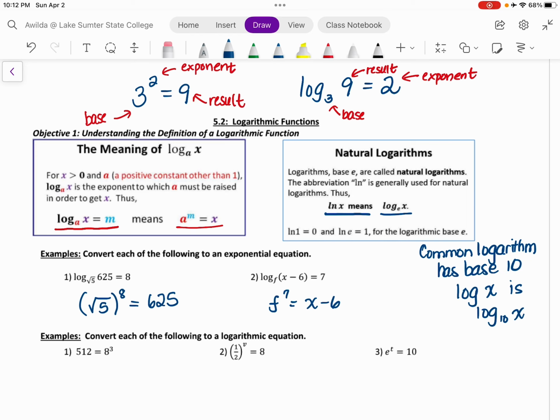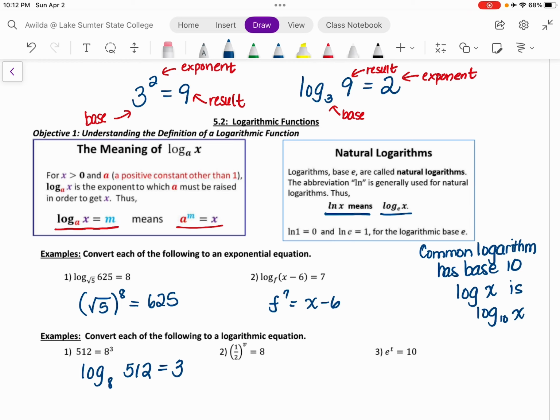Next, let's practice going in the opposite direction. So we have some exponential equations that we're going to rewrite as logarithmic equations. We have 512 is equal to 8 to the 3rd power. Here the base is 8, so we'll say logarithm base 8. The result after applying the exponent is 512, so that will become the argument. And the exponent is what the logarithm is equal to. Here the exponent is 3.